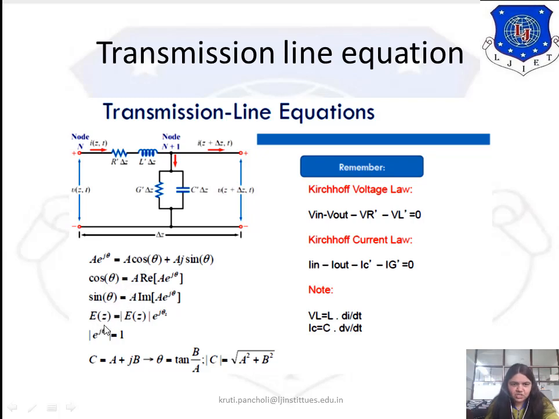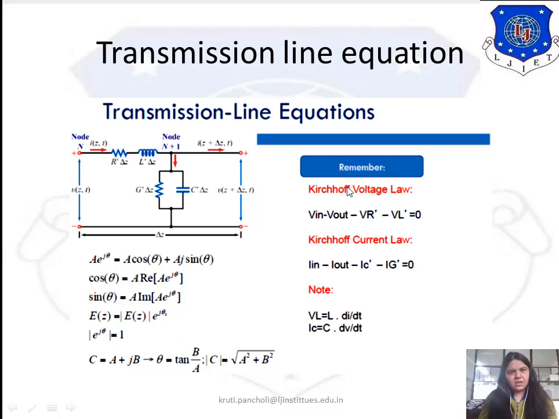Then for Z, in the polar form, how can you write? Modulus of Z, e raised to j theta z. E raised to j theta is equal to 1. C is equal to a plus jb. If you want to find the angle, theta is equal to tan inverse b upon a, and the magnitude is square root of a squared plus b squared. These are only a few rules that I described over here.